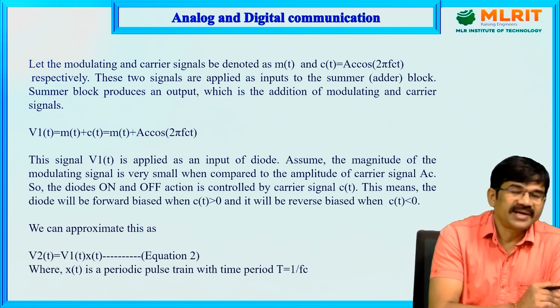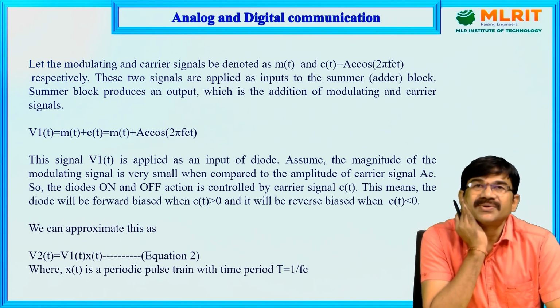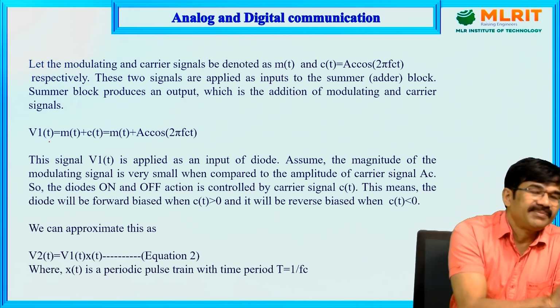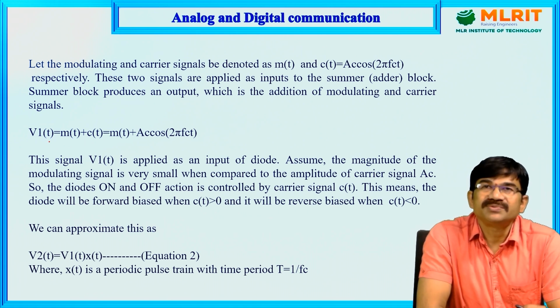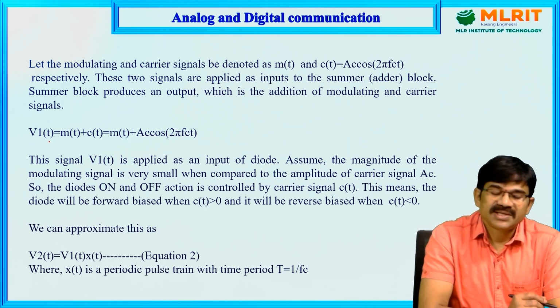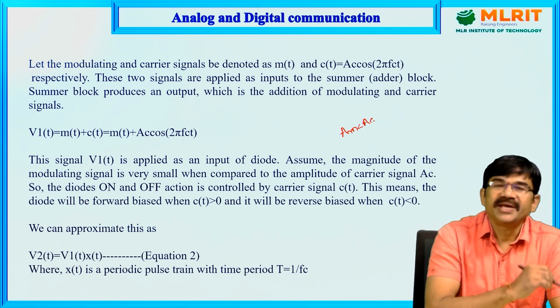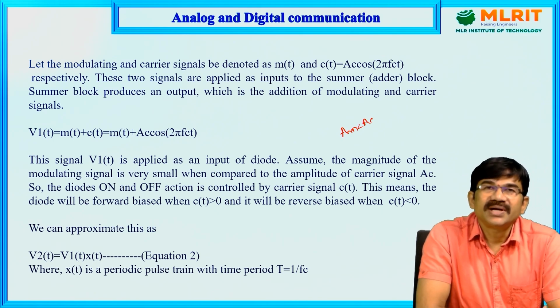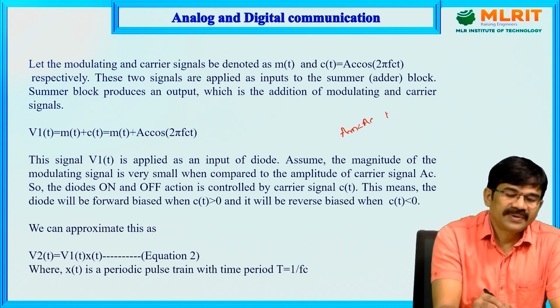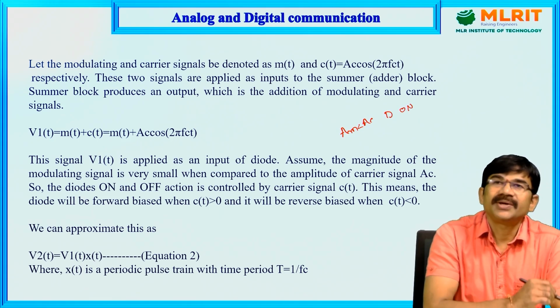Next, the output of the diode which is acting as a switch. Here the operation of the diode can be implemented if the input signal V1 of t is applied as the input of the diode. Assume that the magnitude of the modulating signal is very small compared to the amplitude of the carrier signal. First, what we are assuming: the amplitude of the modulating signal, Am, is less than Ac. So the diode is on.